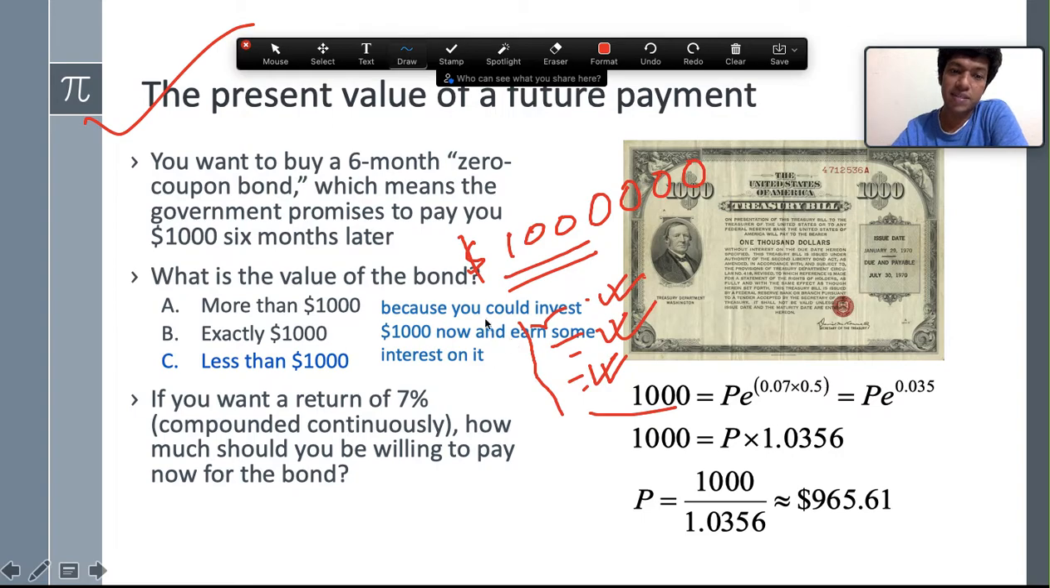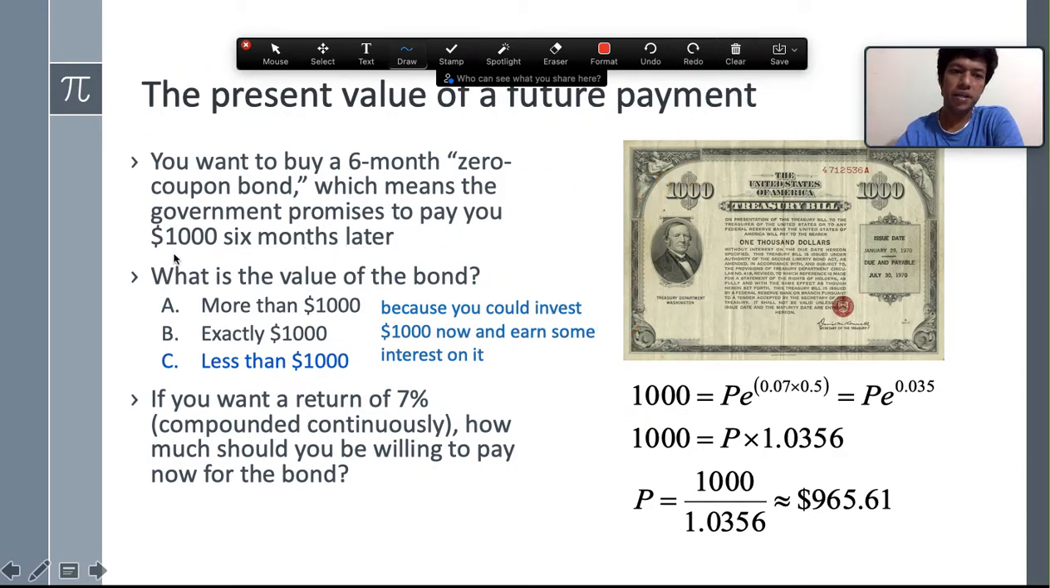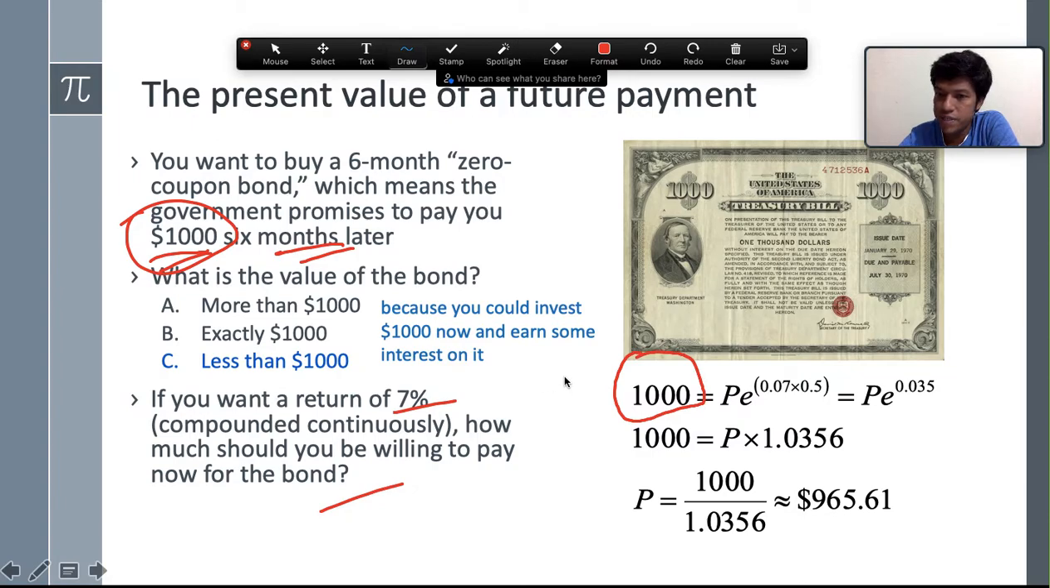In this case, the question is, after 6 months, they will give you $1,000 6 months later, and return rate is 7%. And then how much you will have to invest now? This is the question here. So $1,000 you will get after 6 months.